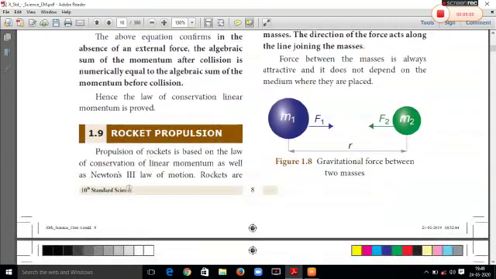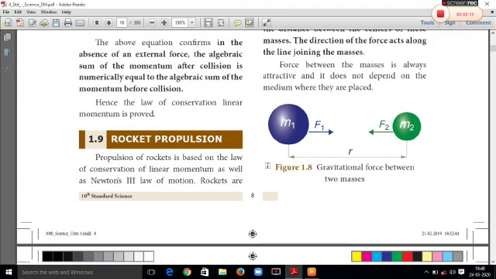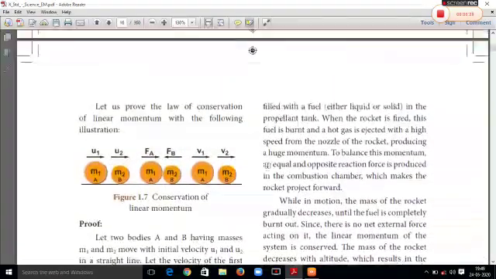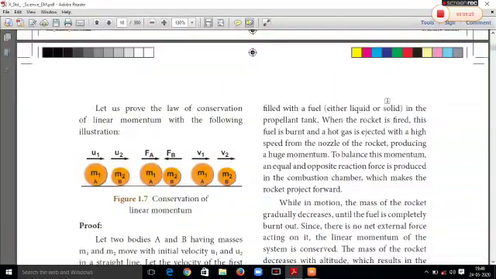Propulsion of a rocket is based on the law of conservation of linear momentum as well as Newton's third law of motion. Rockets are filled with fuel in the propellant tank. When the rocket is fired, this fuel is burnt and hot gas is ejected with high speed from the nozzle of the rocket, producing a huge momentum. To balance this momentum, an equal and opposite reaction force is produced in the combustion chamber. This makes the rocket project forward.